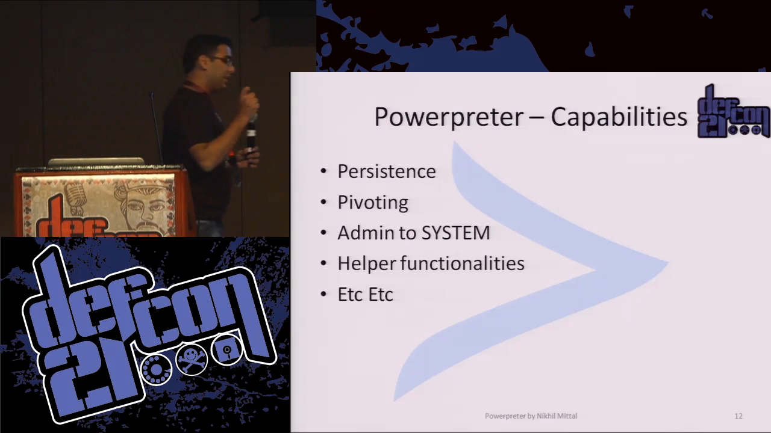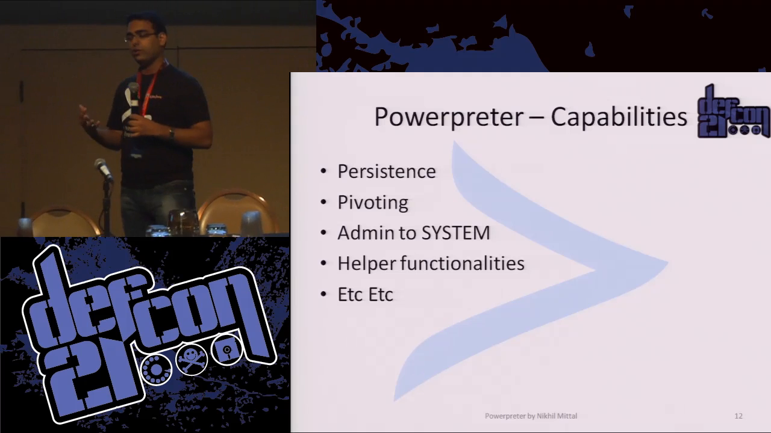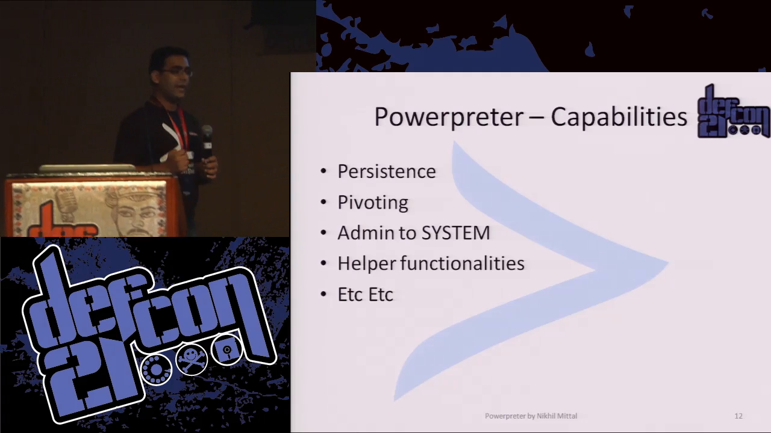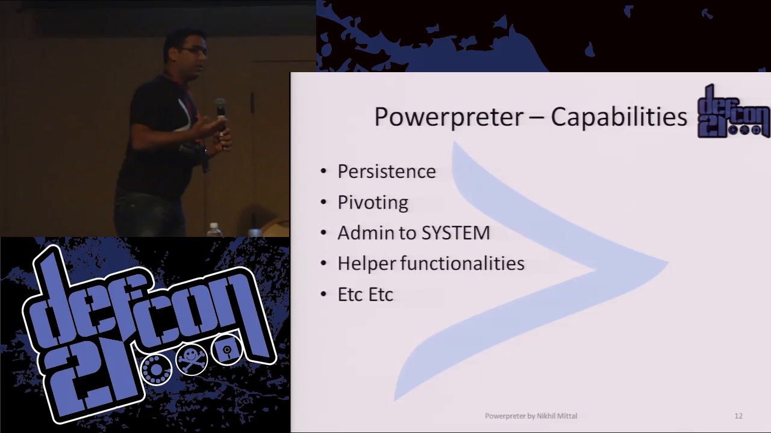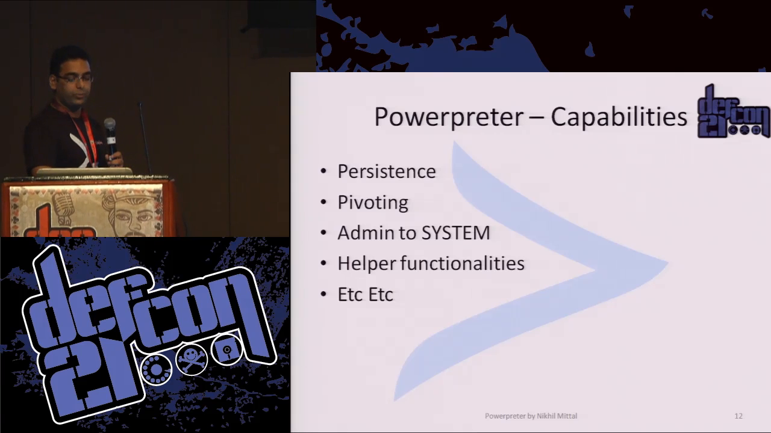Pivoting. We'll use built-in PowerShell remoting to pivot to other machines. There are two ways possible. Either we'll just run commands non-interactively, or we'll interactively run commands or scripts or whatever on a remote machine.